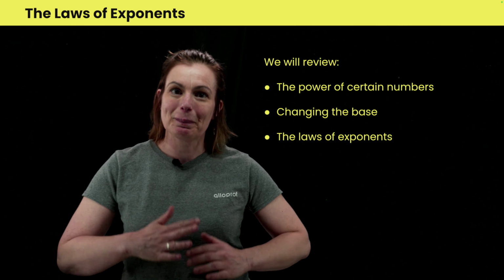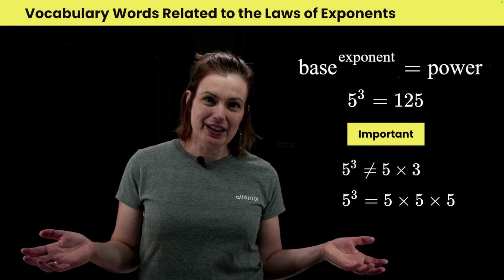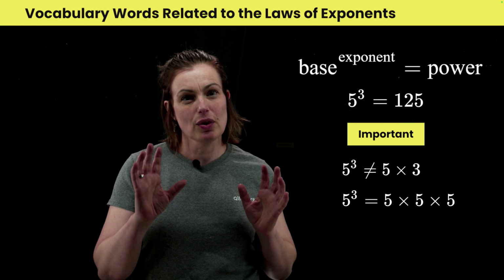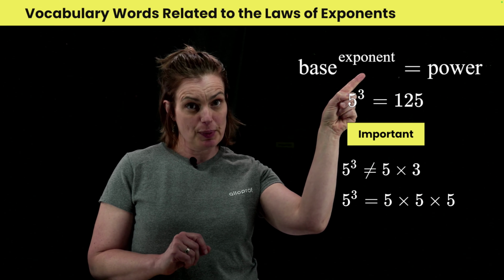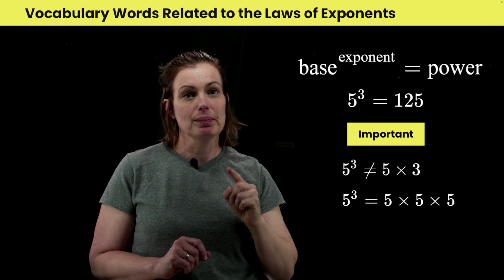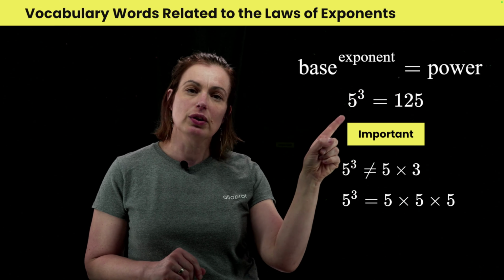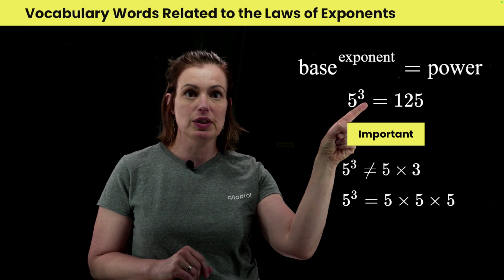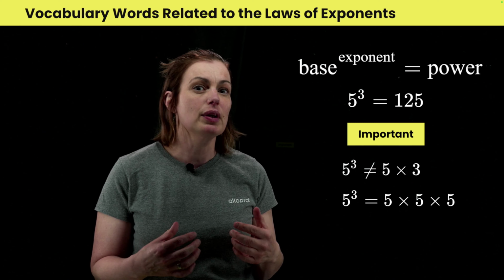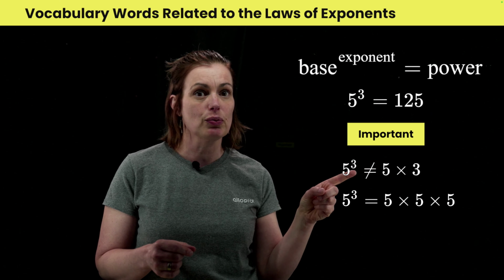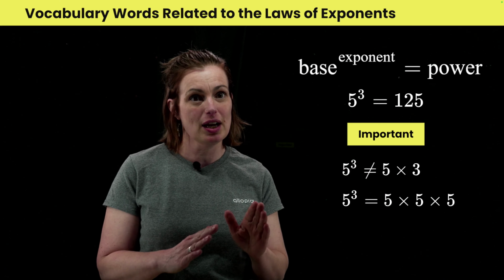So let's get going. To really understand exponents, we have to go over a bit of vocabulary first. In our exponents, we have a base, we have the exponent, and then we have the power. And the power is our answer. So if you look at my example here, 5 is our base, 3 is our exponent, and the power is 125.